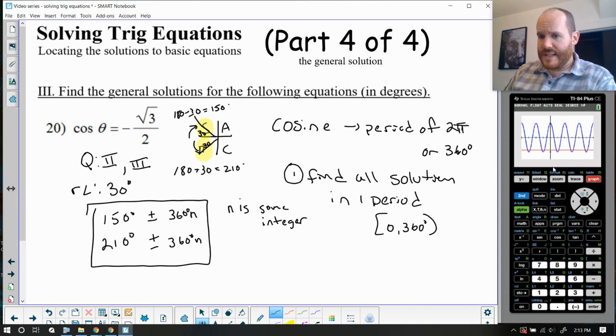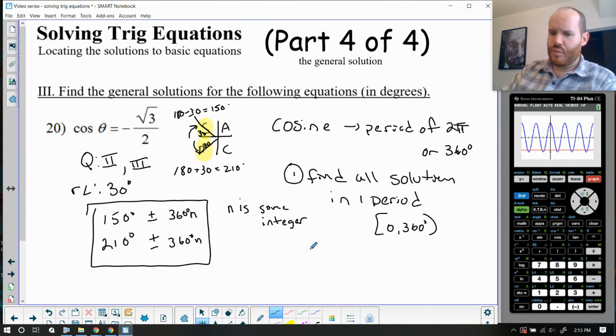Again, looking at the graph, 150 degrees corresponds to this coordinate here. If I go 360 degrees past that, that's where its value repeats in the second period of cosine. And if I continue another 360, it shows up again, which is why I can add or subtract any multiple.